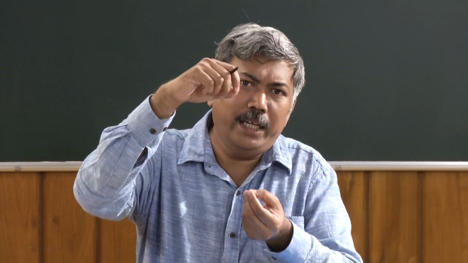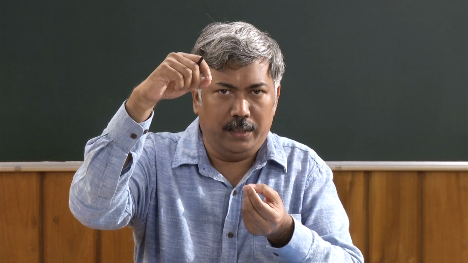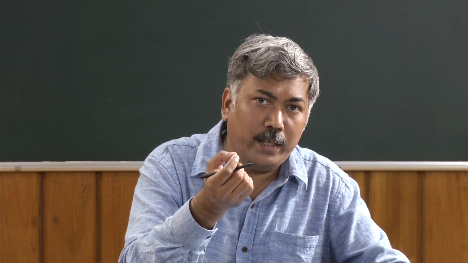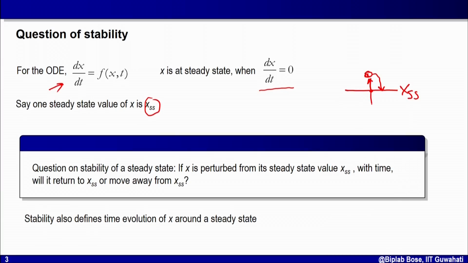Now suppose I slightly pull x away from xss. That means I am here at xss and suppose I pull the value of x up somewhere here. Then the question comes, what will happen to the system as time progresses? Will x come back to its steady state value? Or if I do the opposite thing, I pull it down, I reduce the value of x slightly from xss to here. This is a small change in x, del x. And then I ask the question, what will happen as time progresses? Will the value of x again go back to xss?